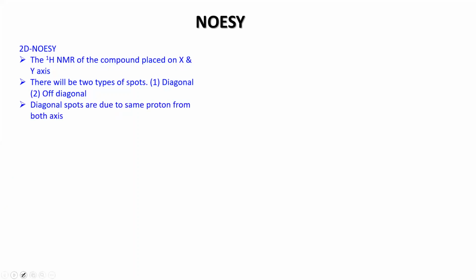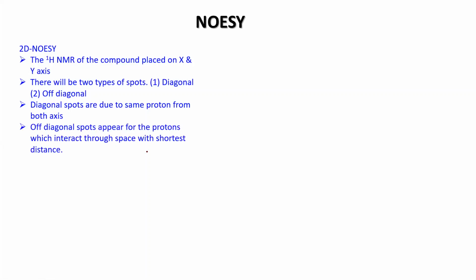Diagonal spots are due to the same proton from both axes. Since you are placing the proton NMR in X axis and Y axis, suppose you have one proton, proton X, of a particular compound along the x-axis and the same compound along the y-axis, the same proton will be contributing the spot along the diagonal of the spectrum.